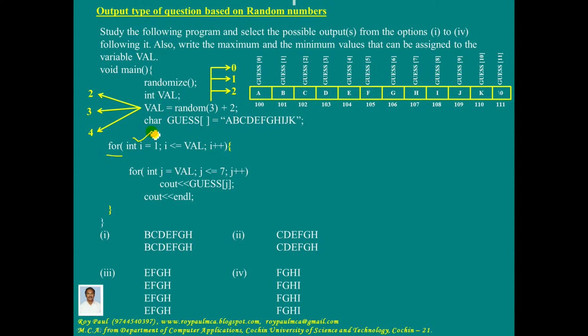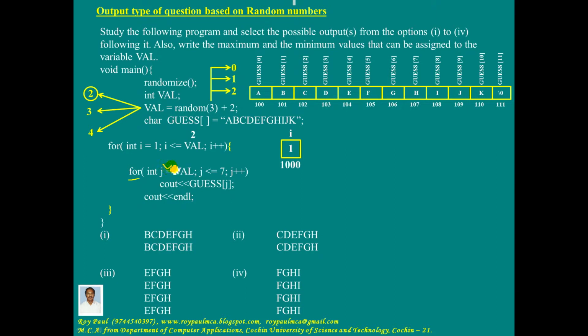A for loop starts from this area, I is equal to 1. So I is equal to 1. Now after this, automatically control comes here. VAL, 3 possible values are there. Let me start with the first possible value 2. So now VAL taken is 2. So 1 less than or equal to 2, condition true, control comes inside the inner for loop.